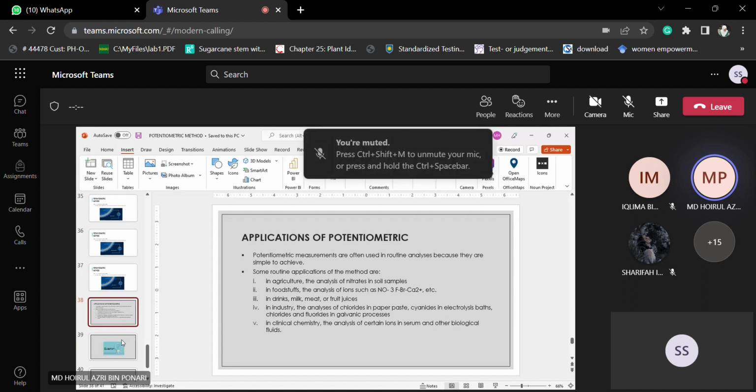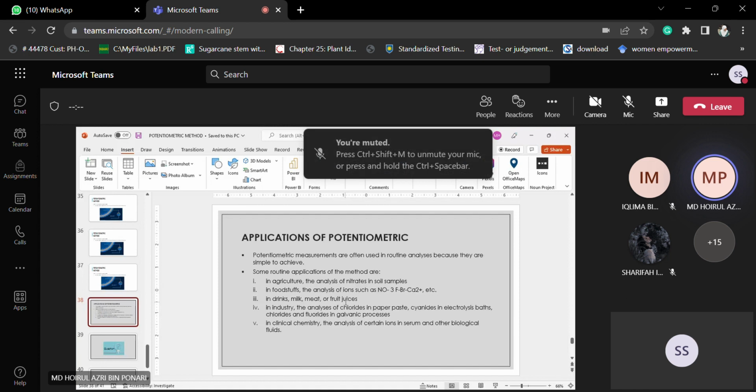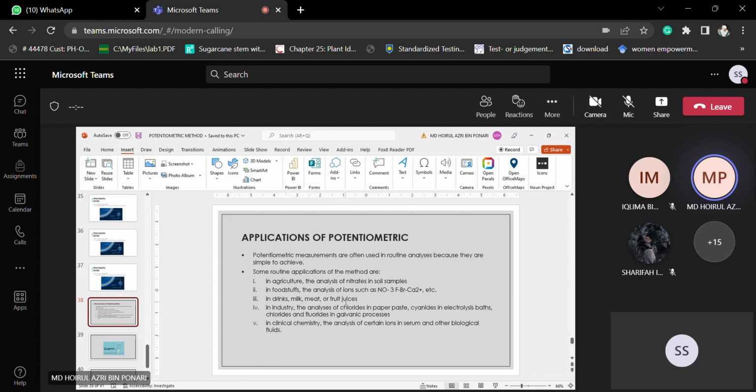We have instruments that analyze very specific ions, for example a nitrate meter, iron, bromide, calcium, and so on. In drinks, milk, meat, and fruits, we usually have specific potentiometric methods to detect ions in drinks, milk, or fruit juice. If the fruit juice, milk, or meat is not spoiled and still good, usually the ions in the solution are not very high. If it has gone bad, usually the ions are higher.